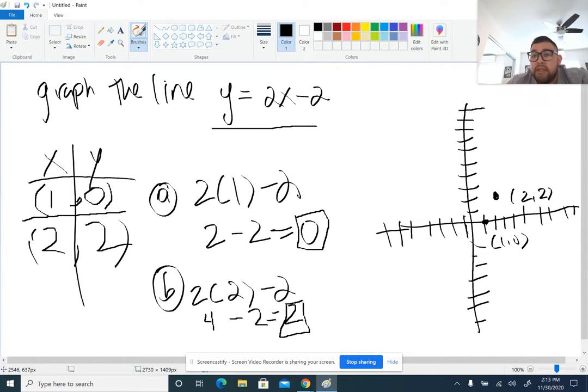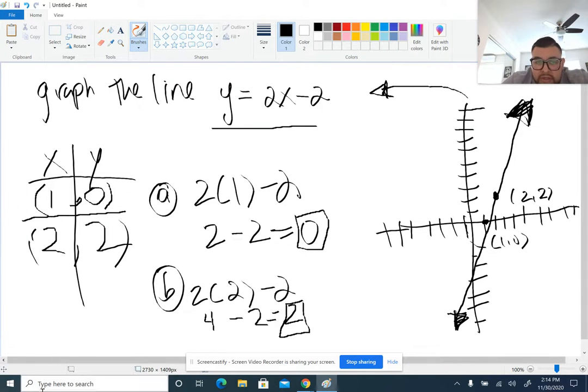So after we've plotted these two ordered pairs, the last step is to draw a line all the way through them. So I am going to start here at the bottom and then draw a line all the way through. And if you're doing it on Alex, it'll be easier, but doing it by hand, it's kind of hard to make it straight. But you are drawing a line through it, and this is how you graph a line. So this line right here represents the equation y equals 2x minus 2.